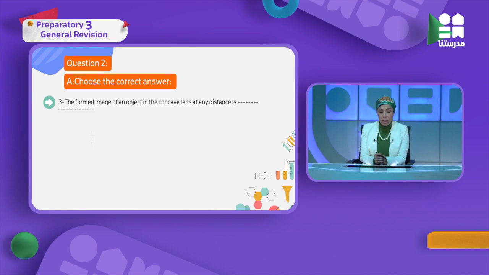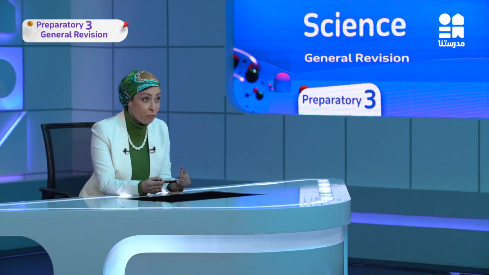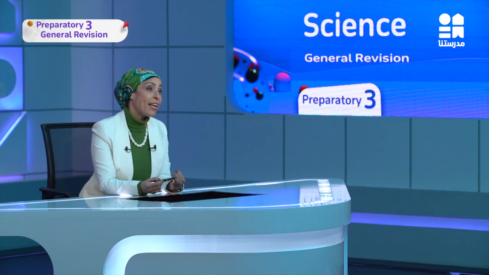The formed image of an object in the concave lens at any distance is... Here it says at any distance. Every time we say we have to mention the distance of the object in all the types of mirror, either in the concave mirror and in the convex lens. But in the concave lens, at any position I place the object, in all the cases the image will come out in one shape only, there is no other.